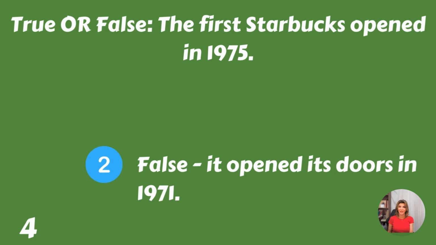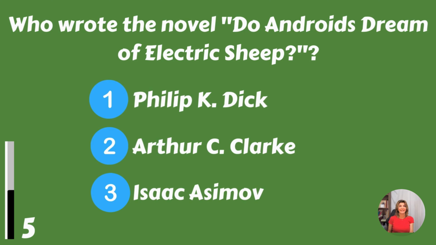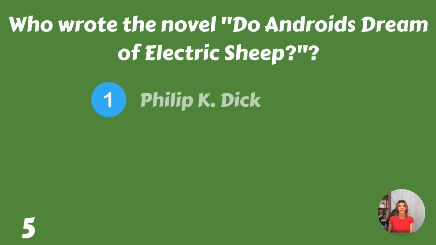Who wrote the novel Do Androids Dream of Electric Sheep? Philip K. Dick, Arthur C. Clarke, or Isaac Asimov? Philip K. Dick.